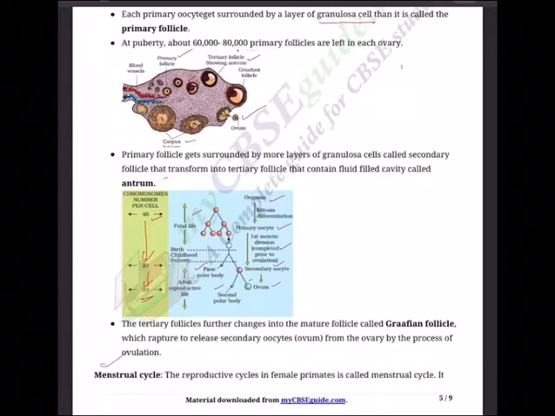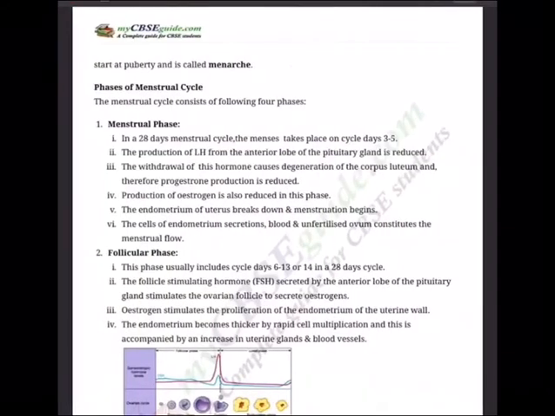The reproductive cycle in female primates is called the menstrual cycle. It starts at puberty, and the puberty in a female is called menarche. So menarche is the period at which menstruation starts in a female, and menopause is the end of it, the end of the biological maturity. And there are mainly 4 phases in the menstrual cycle.